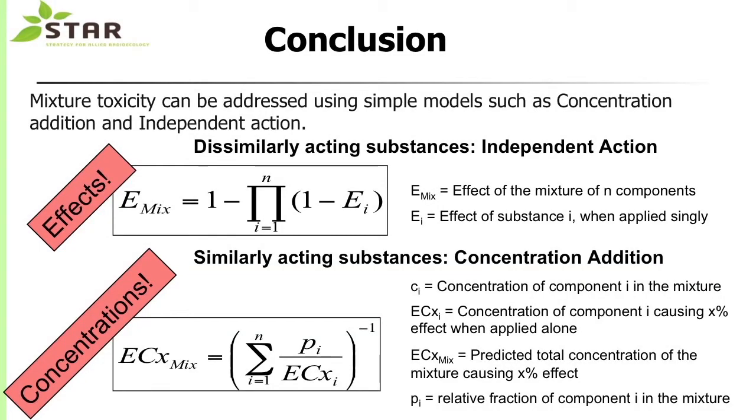If you look at it more mathematically, you end up with these two equations. The top one for independent action, where you will be multiplying the effects, and the bottom one for concentration addition, where you will be summing up effect concentrations. So I hope that with this smart movie you learned a little bit on how to approach mixture toxicity in the environment.